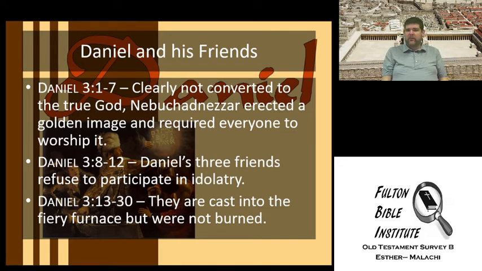Again, where Daniel is at this time, we really don't know. But this happens. He calls all the people together. They blow the trumpets, and these three Hebrew children refuse to bow down. Shadrach, Meshach, and Abednego. They refuse to acknowledge the God. And you remember, that's verse 8 to 12. Then verse 13 to 30, they're given a second chance.